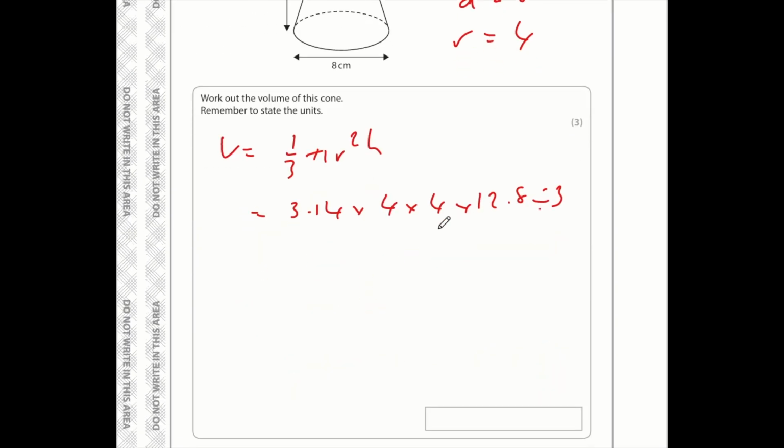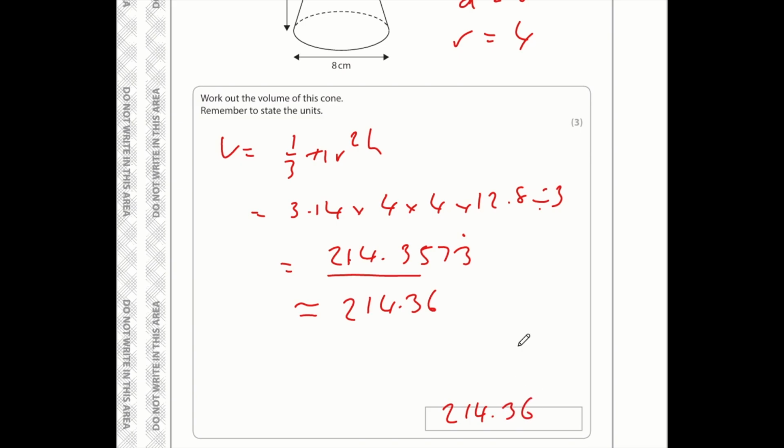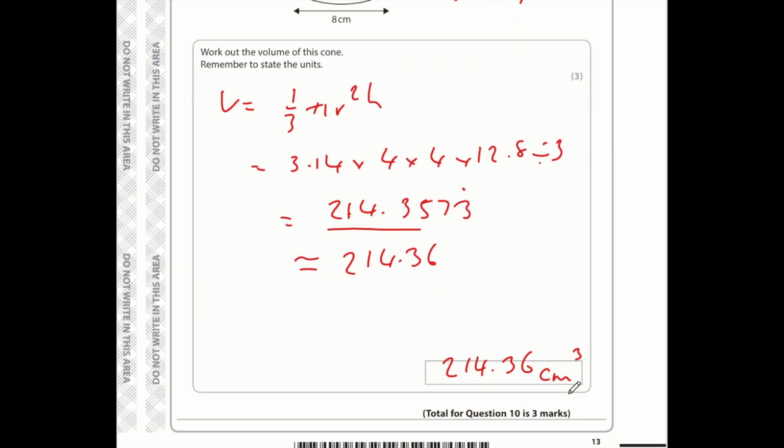And if you type that into your calculator, you'll get 214.3573 recurring, so maybe it would be sensible to just do 2 decimal places, it doesn't really matter. 214.36, and it does say state the units, or as it's a volume, this is going to be centimetres cubed.